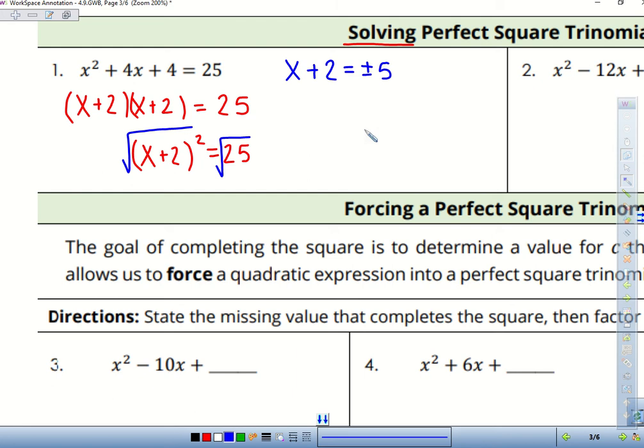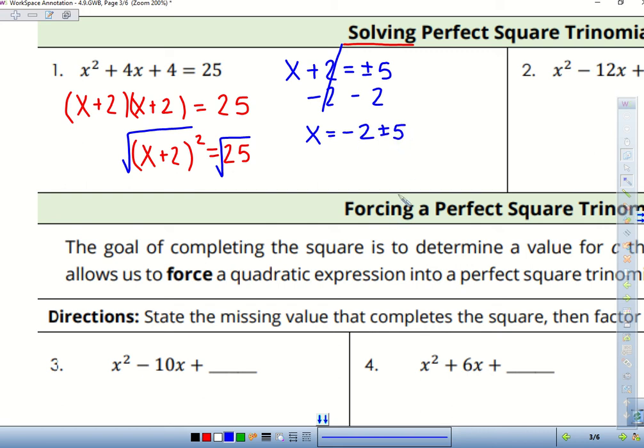Why is it always? We've been talking about this a bunch of times over the last few days, but the reasoning is if you have x squared equals 25, that x can be a negative or a positive 5 to get 25, right? So that's the reasoning behind it. From here, we then want to solve for x. So we are going to subtract 2 on both sides. Can somebody get that? Thank you. That gives me x equals negative 2 plus or minus 5.